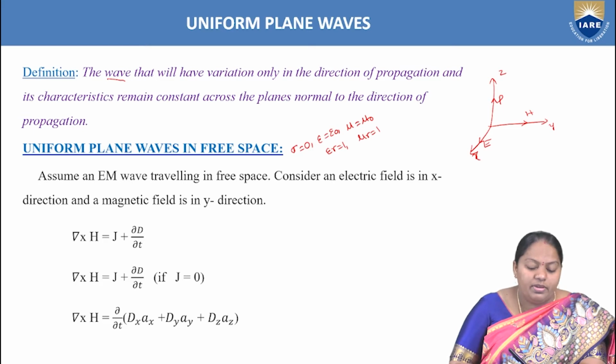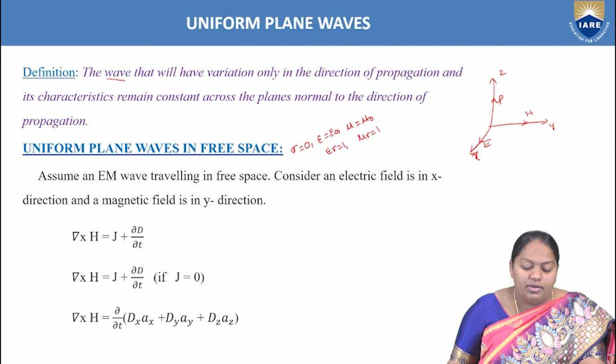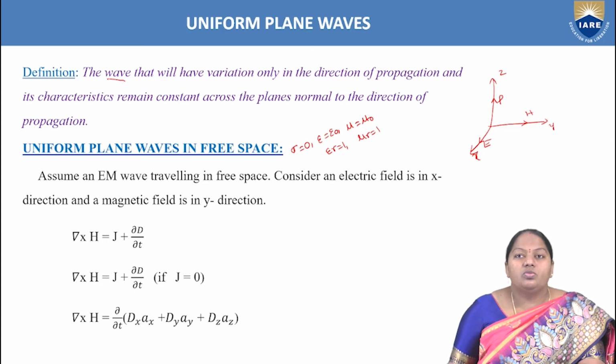So, uniform plane waves in free space. Assume an electromagnetic wave traveling in free space medium. Initially, we are going to assume an electromagnetic wave which is to travel in free space medium. Based upon that, sigma equal to 0, epsilon equal to epsilon naught and mu equal to mu naught. Then consider an electric field in the X direction and a magnetic field in the Y direction.